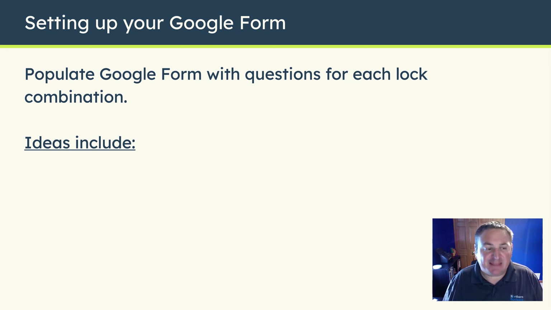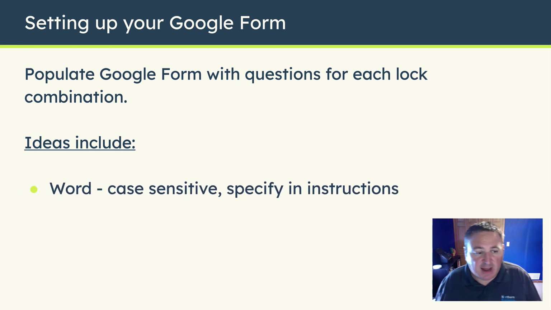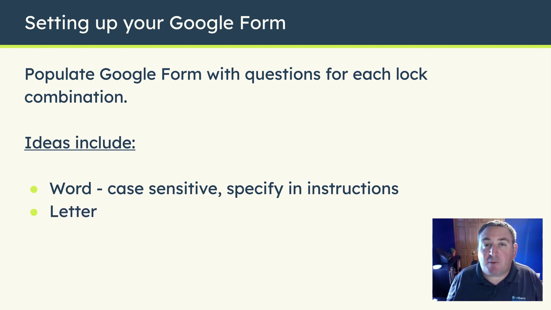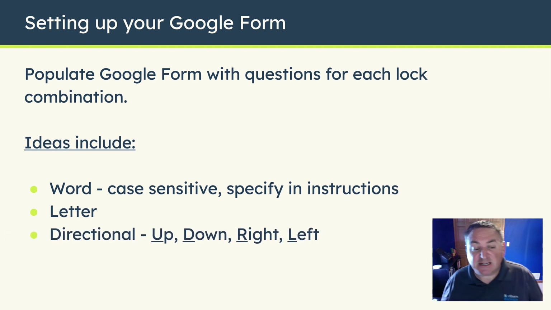So these are some of the lock types that you can use. A word lock. This is case sensitive, so we want to specify in instructions if it's going to be all capitals, capital, lowercase, how it's going to work. We can also have a letter lock. This is different from a word lock in that the letter lock doesn't spell out a word. It's just some random letters. Again, case sensitive, we want to specify that in the instructions as well. We can have a directional lock.